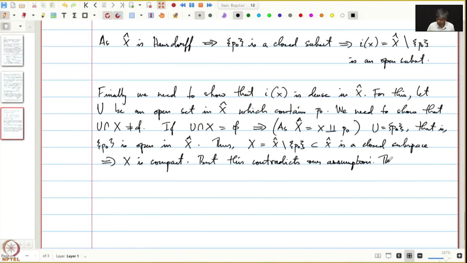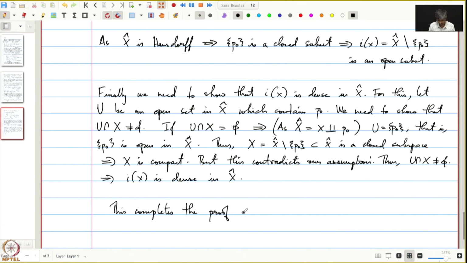Thus U intersection X is not empty, which implies that i of X is dense in X hat. So this completes the proof of the theorem. So we will end this lecture here.